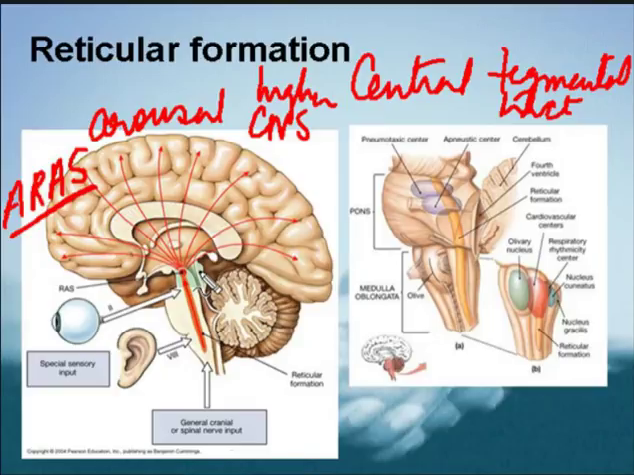Before we go back, let's also see what other things the reticular formation has. It has important vital centers in it. If you remember, when we did the brain stem, I told you there were vital centers within the reticular formation. So you can see you have the respiratory center, you have the cardiovascular centers. They are present in the pons and the medulla, and they lie within the reticular formation. So that is another important thing to do with the reticular formation.